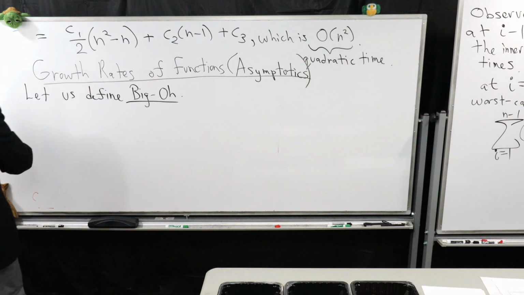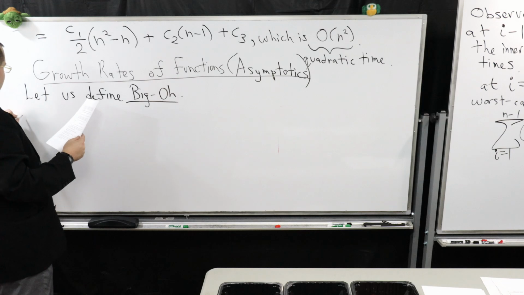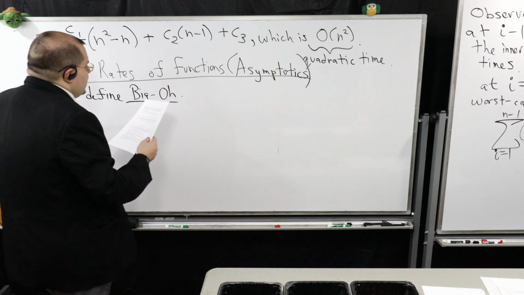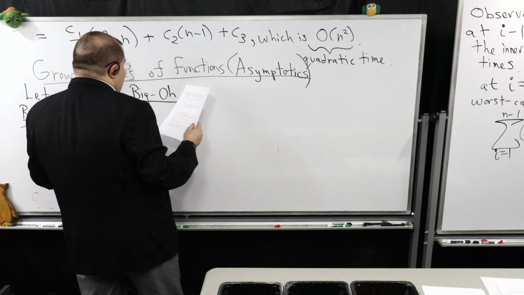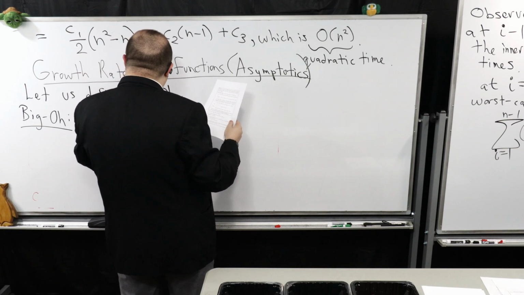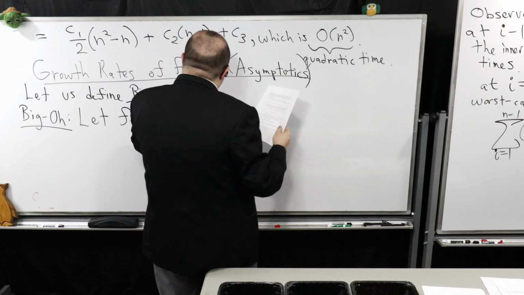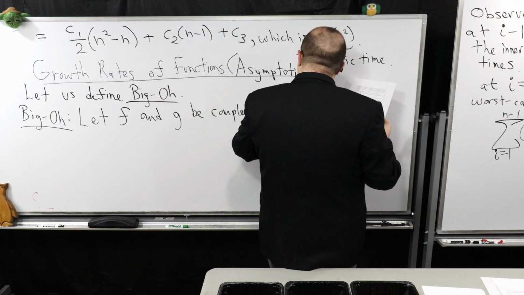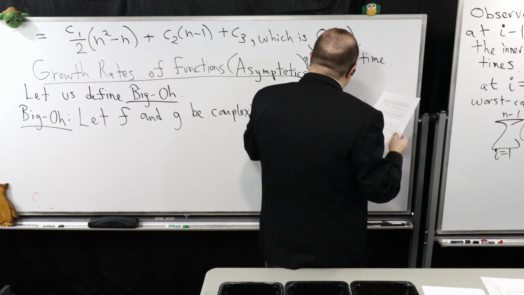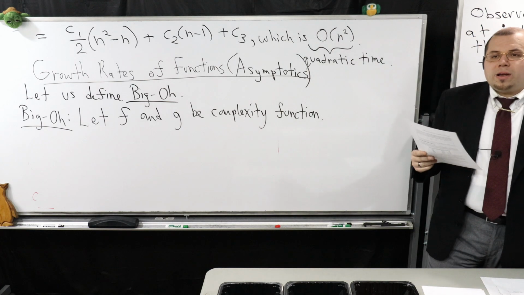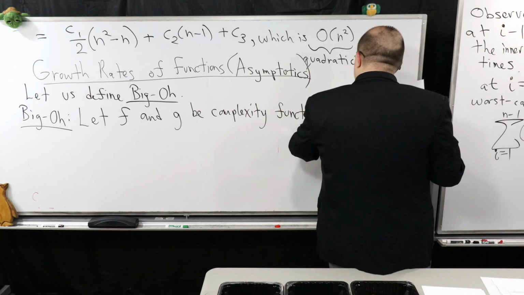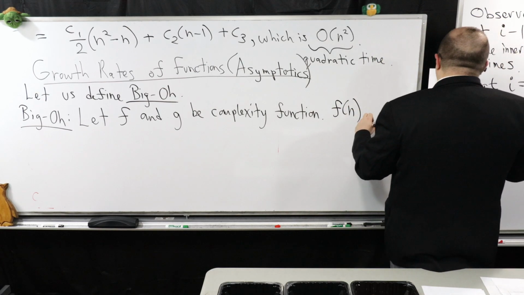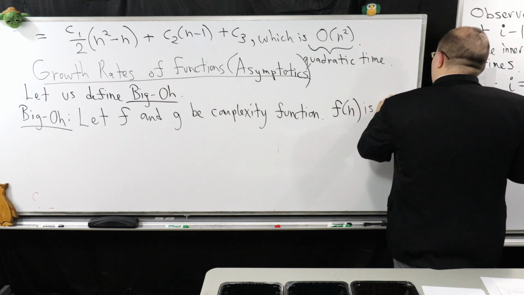So let's define big O. Here's the definition of big O. Remember I talked about complexity functions earlier. Let f and g be complexity functions. I'm going to have two complexity functions, which I'm going to call f and g. I'm going to say that f, where its input is n, is big O of g.